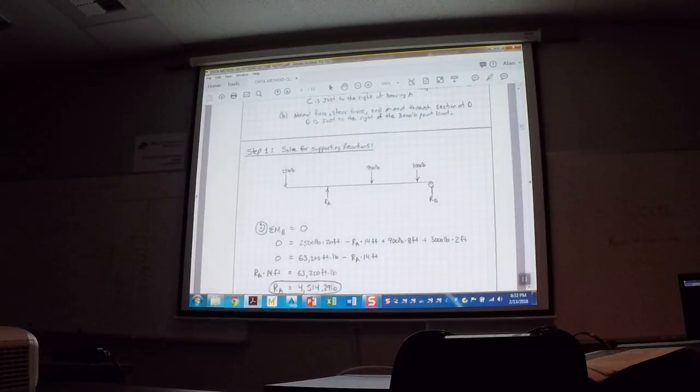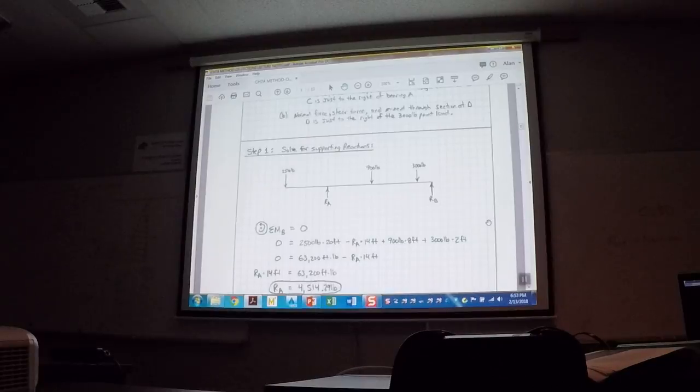All we're doing is we're looking at the moments about B. So what would that look like? Well, if I take the moment about B, you see that force is 2,500 pounds, and it is 20 feet over. It's 2 plus 12 plus another 6. So it's 20 feet over. So I've got 2,500 pounds causing a positive moment. Do you agree?